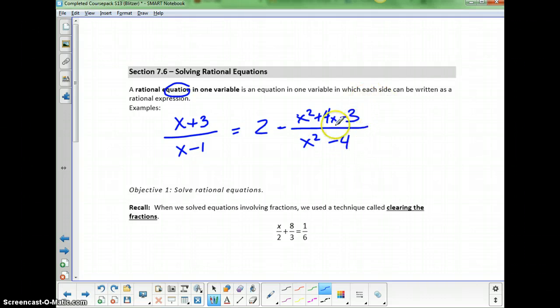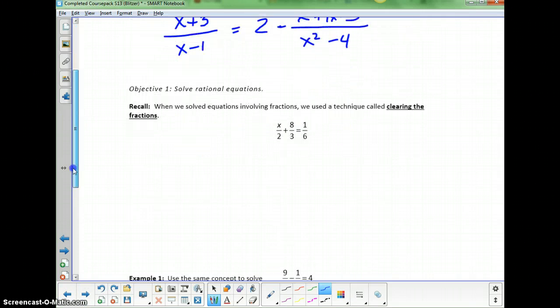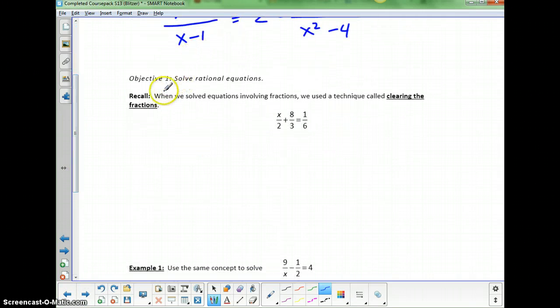The difference between the rational equations and the expressions we were dealing with before is the equal sign, of course, and the ability to solve for x. So what we're looking at doing here is using the same technique we used when we had equations involving fractions. We're going to clear the fractions. To clear the fractions, we're going to multiply by the LCD.